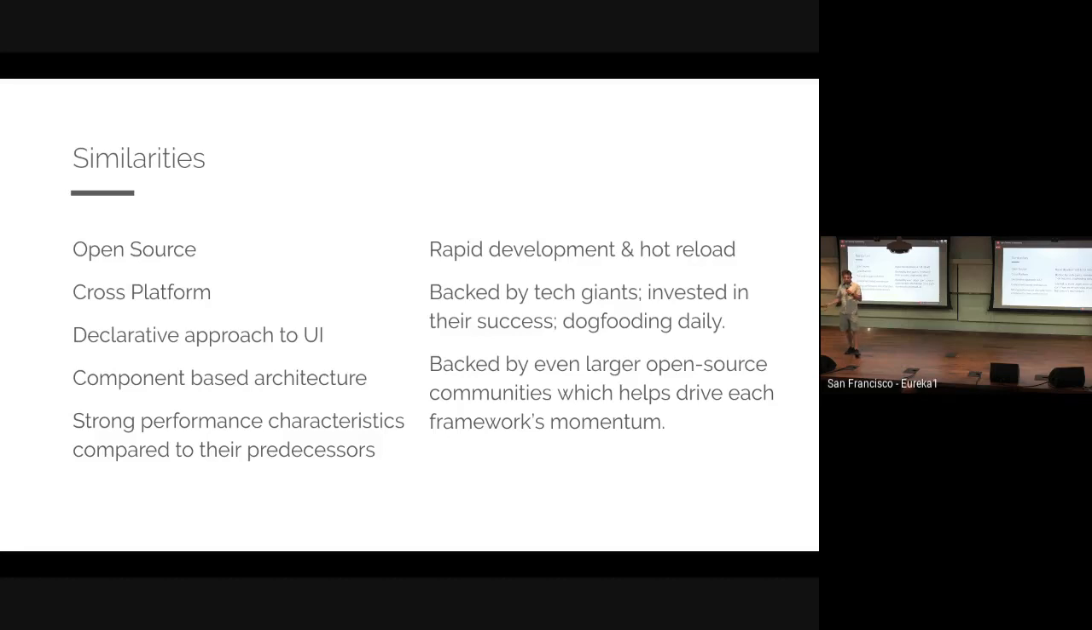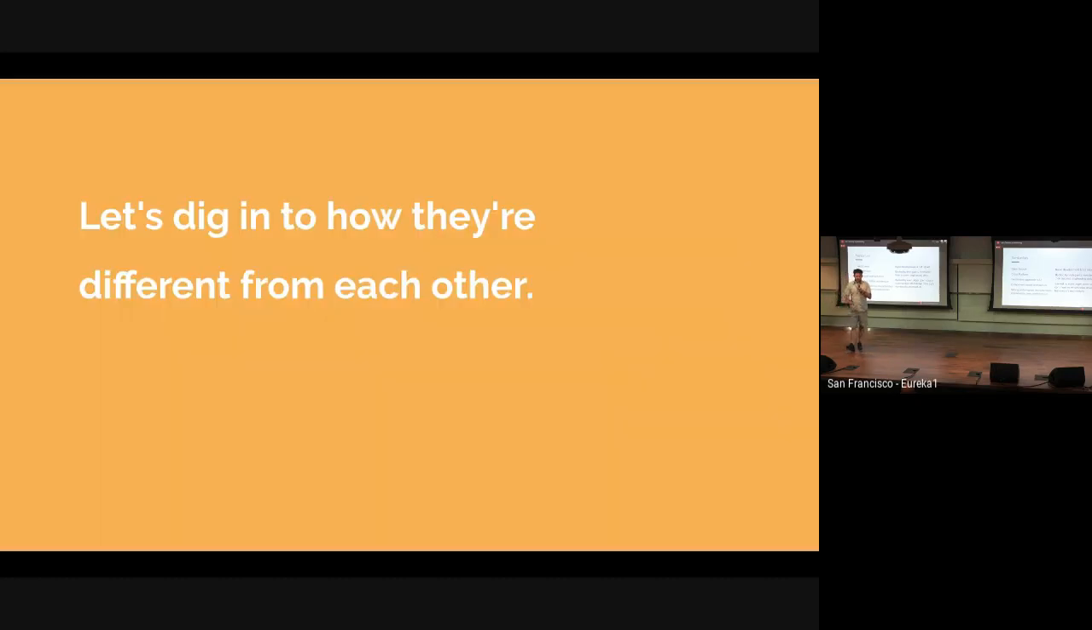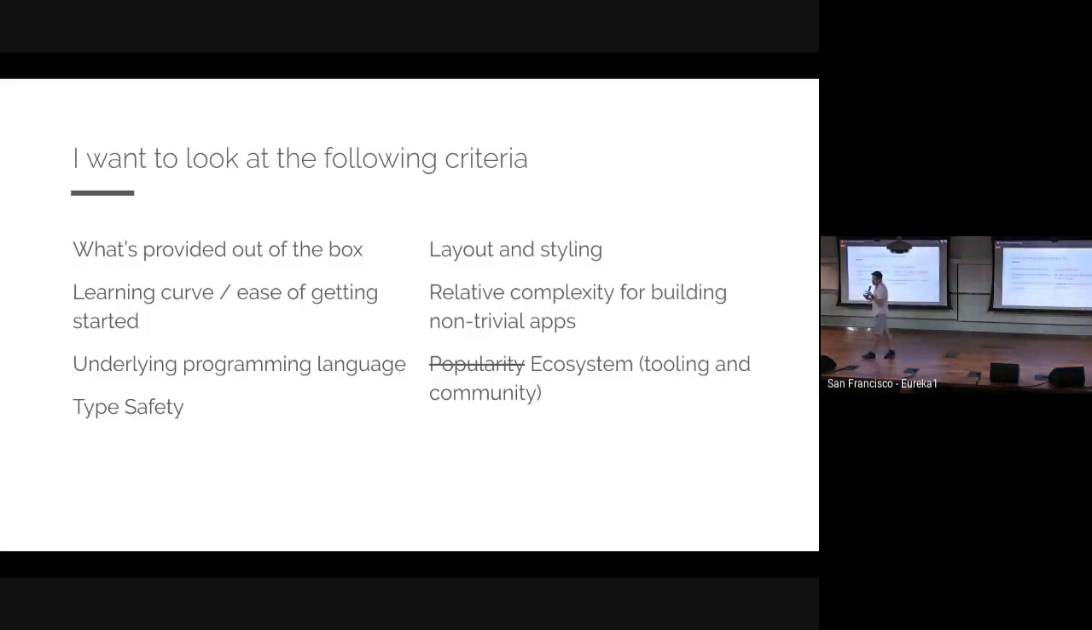Heavily invested by tech giants, not going anywhere anytime soon, kind of hopefully, right? Never know. Google tends to kill things at times, Facebook too, right? But I think more interestingly than how they're similar, we should look at how they're different from each other, which is that we want to look at these particular criteria, right?